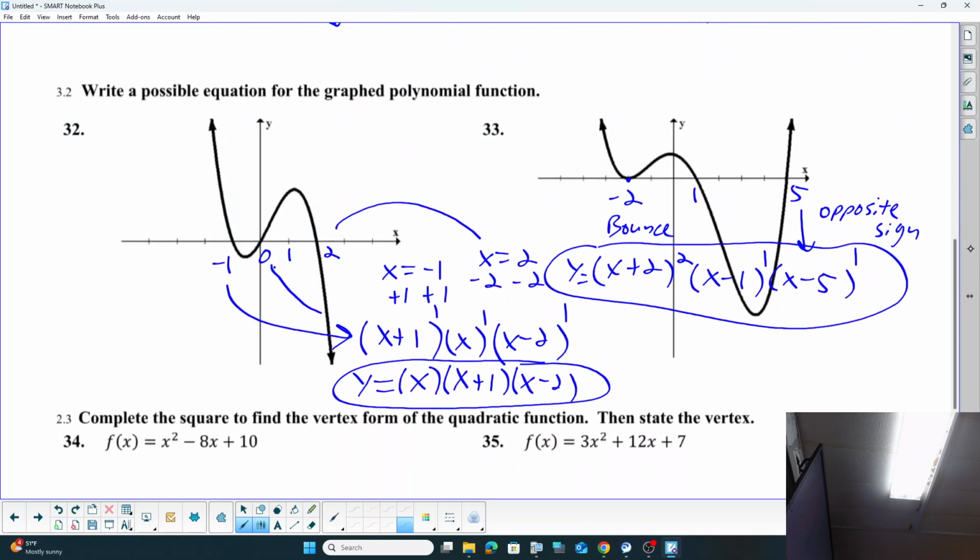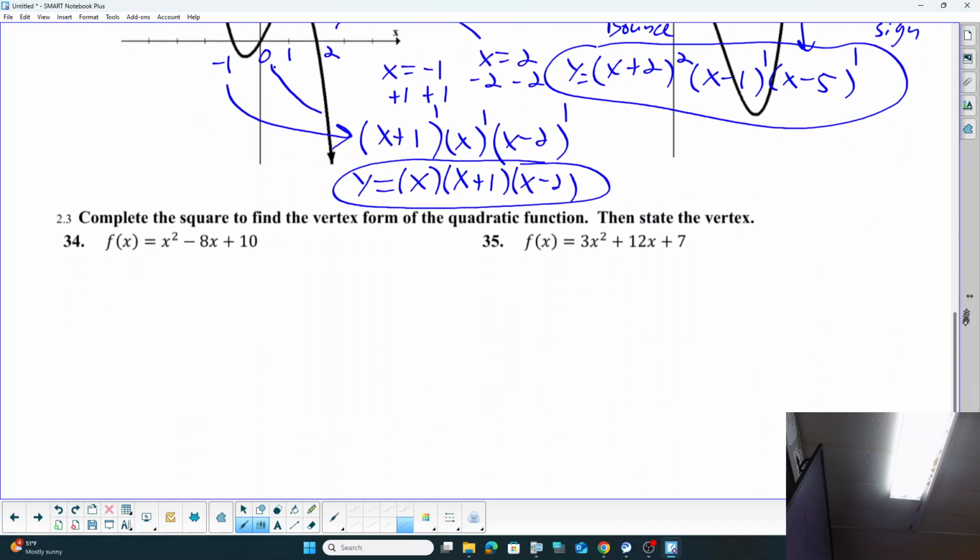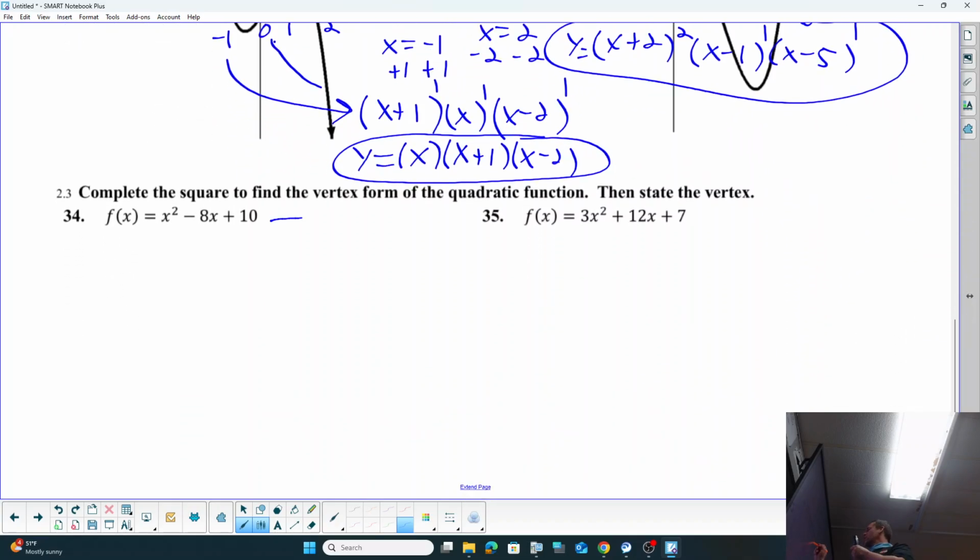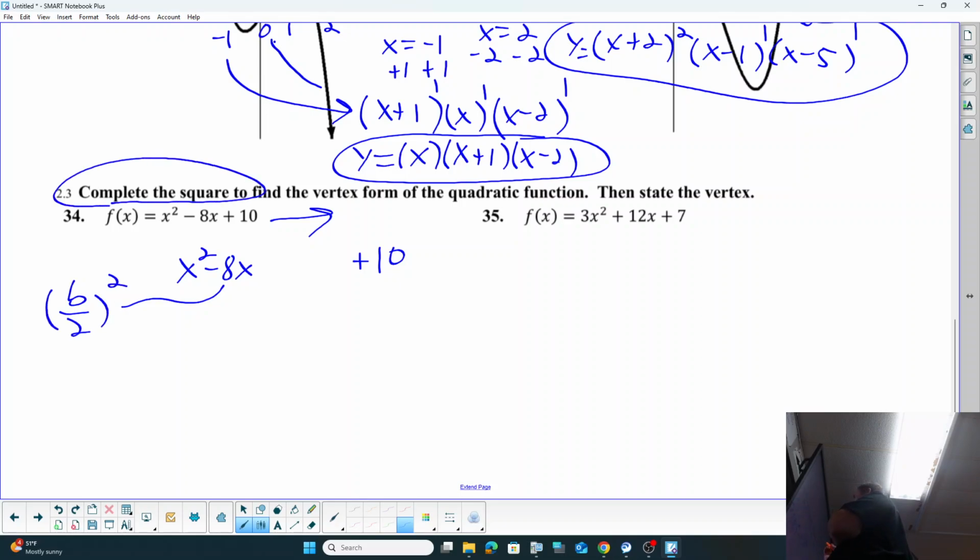Boom. Complete the square. Remember how to complete the square and see the vertex form? Well, you send the 10 over to the other side, and then you have x squared minus 8x. So then you have to take the b, divide by 2 and square it. It's called completing the square.